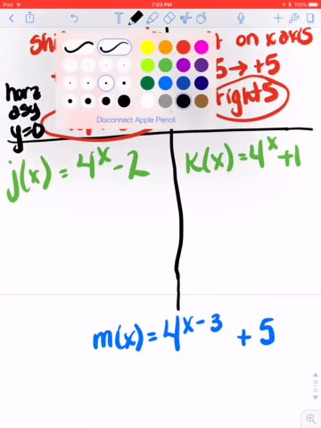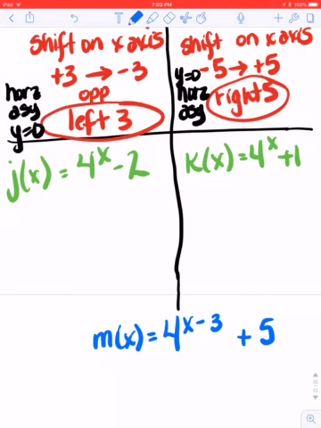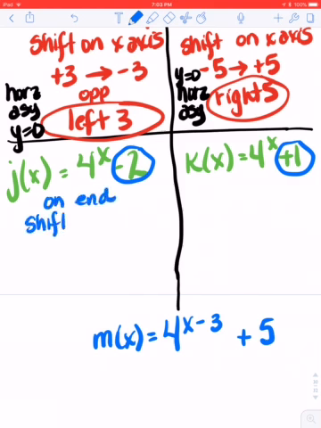Now, for these 2 that are down here, these are really on the end of our equation that we have, which means that it's not in the exponent where the x is at. So if it is on the end, then it has to be a shift on the y-axis. And as we have said before, the y doesn't lie. The way that y happens is what happens. So if it's negative 2, then that means it gets shifted down 2.